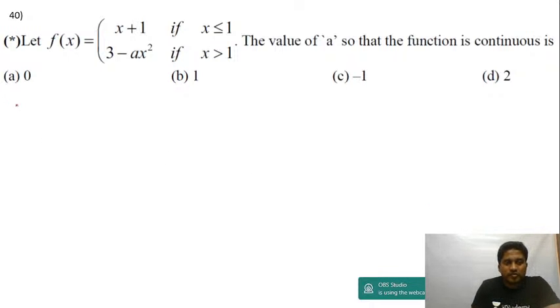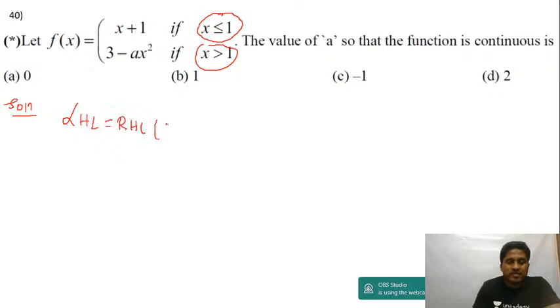I'm supposed to find the value of a so that the function is continuous. Alright, so if it is continuous, there's no need to use that board method. Directly you can do this, guys. Less than 1 is the left hand limit and more than 1 is the right hand limit. It's already continuous, right? If it's already continuous, then obviously LHL is equal to RHL. This is given in the question itself.